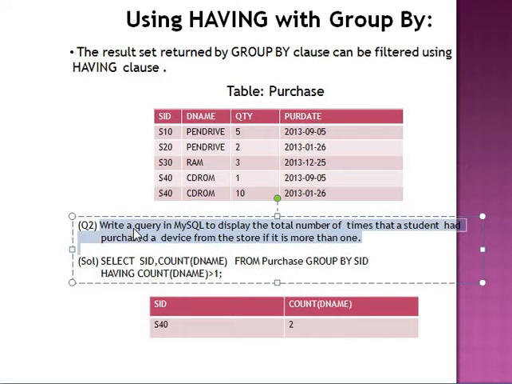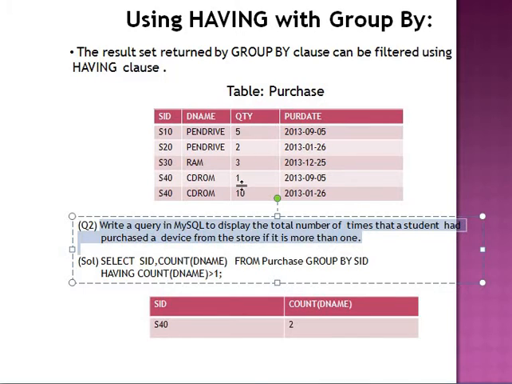Now look at this question. It says write a query in MySQL to display the total number of times that a student had purchased a device from the store. So if we have to find the total number of times that a particular student had purchased the device, we have to make use of the count aggregate function or the count grouping function.